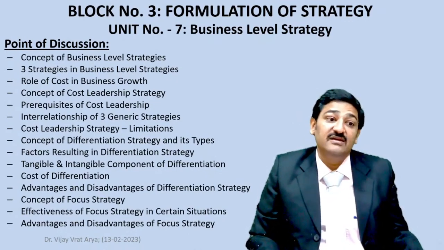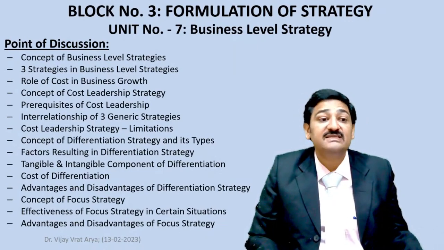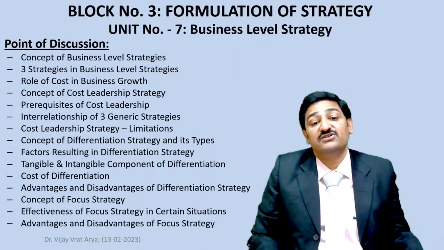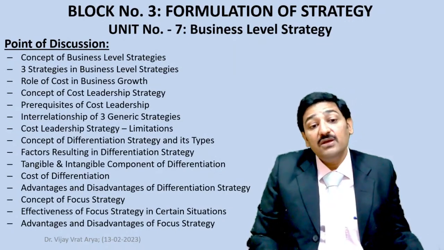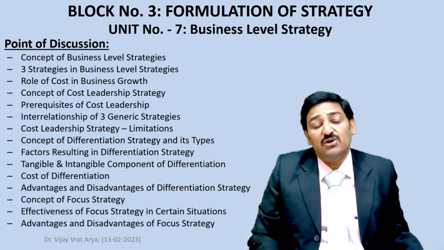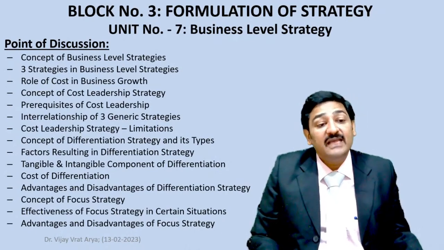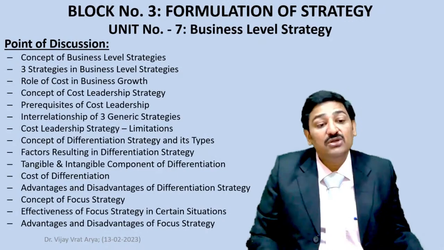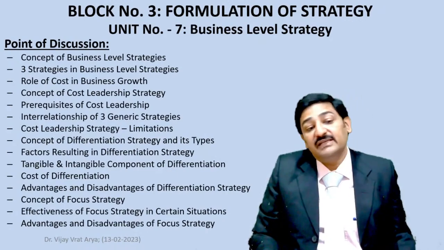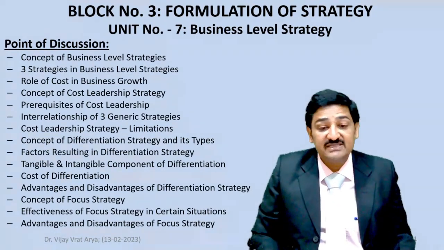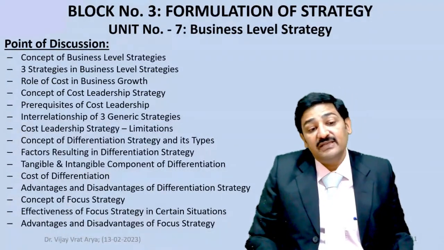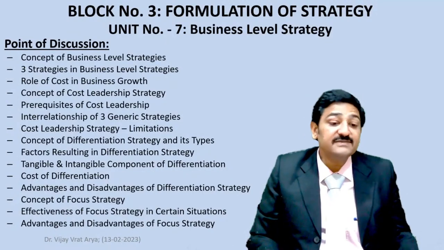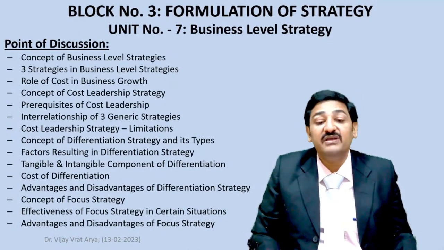Three important strategies of business level will be covered here. The role of cost in business growth will be discussed. The concept of cost leadership strategy, prerequisites of cost leadership, and interrelationship of three generic strategies will also be discussed in this unit. Cost leadership limitations, and the concept of a differentiation strategy along with its types, then the factors resulting in differentiation strategy, the tangible and intangible components of differentiation, and the cost of differentiation will also be discussed in this unit. Then we will be covering the concept of differentiation strategy from the point of view of its merits and demerits, the concept of focus strategy, and the effectiveness of the focus strategy in certain situations will also be discussed. And we will also be referring to the merits and demerits of the focus strategy.